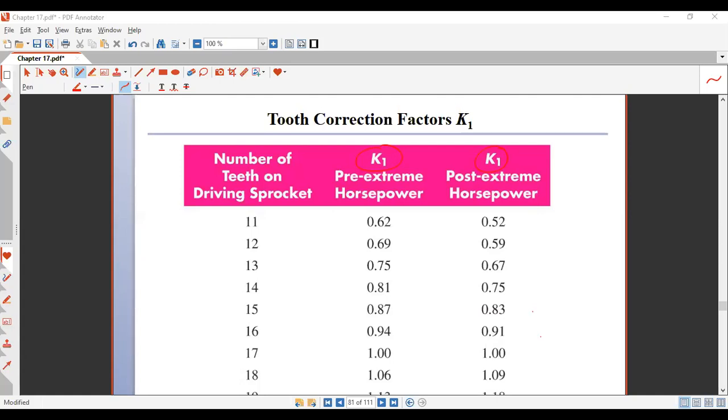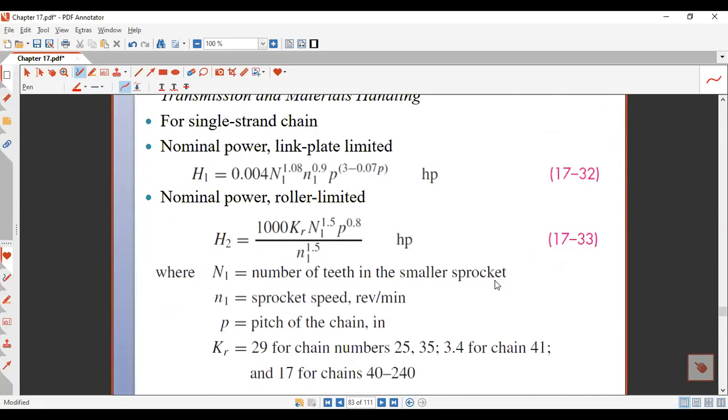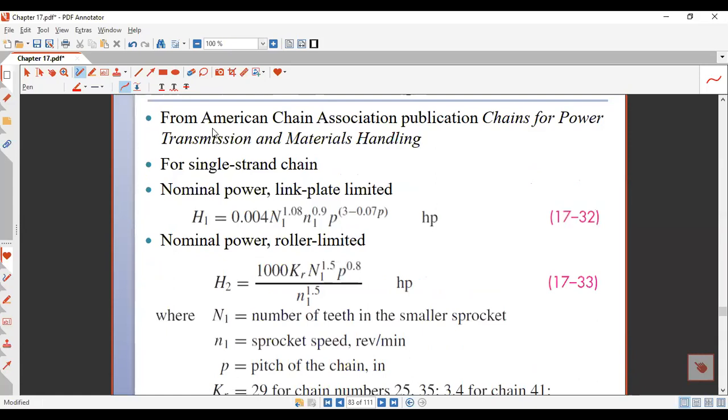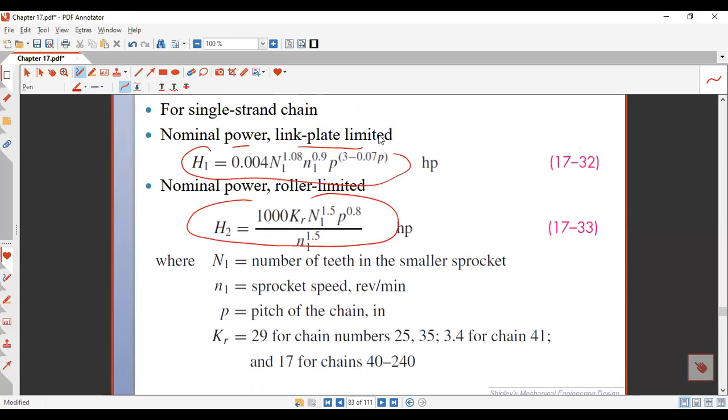ठीक है जी. Now going to the next, सर जी हम लोग फिर कौन सा use करेंगे, post वगैरह? Whatever you use, as we said, कि आपके ये slide अगर आप देखें तो it says for a single strand nominal power link plate limited. So this is the link plate limited one and this is the roller plate limited one. ठीक है जी. But you are not going to use these equations. You are just going to get values from tables. Okay, so don't worry about these 2 equations.